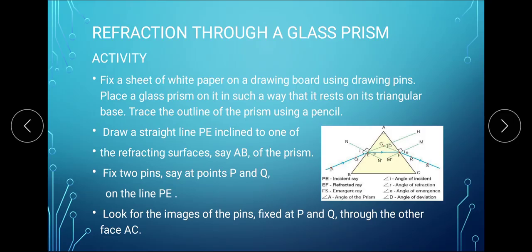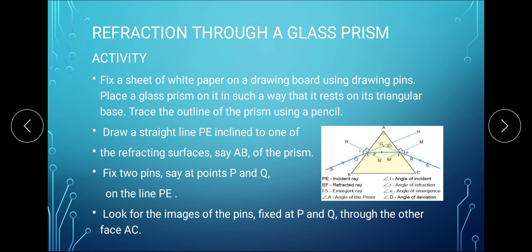Then we are going to place a glass prism on it in such a way that it rests on its triangular base. When you keep the prism on its triangular base on the white sheet of paper, then we will draw the outline of the prism with a pencil. After that, we will draw a straight line. Let it be PE.